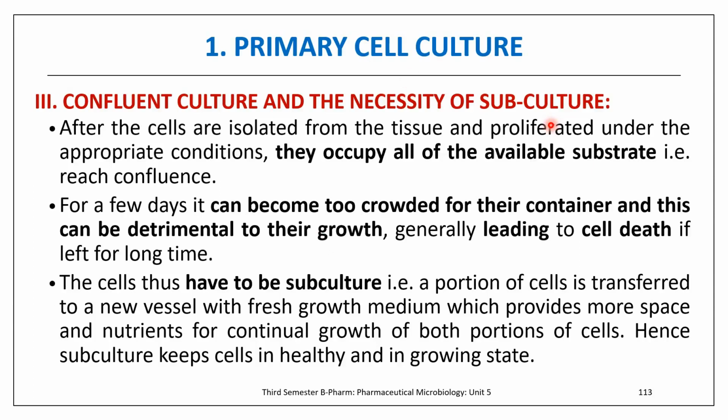They will not have any available substrate to occupy their space, so they will start to aggregate. Okay, they will start to clump, start to become overcrowded for their container, so the further growth will be detrimental. So it is very essential to subculture a portion of the cells, which is transferred to a new container, which provides more space for nutrients and for continual growth. So taking cells from this kind of culture to get another set of cells is known as subculturing. That is secondary cell culture.